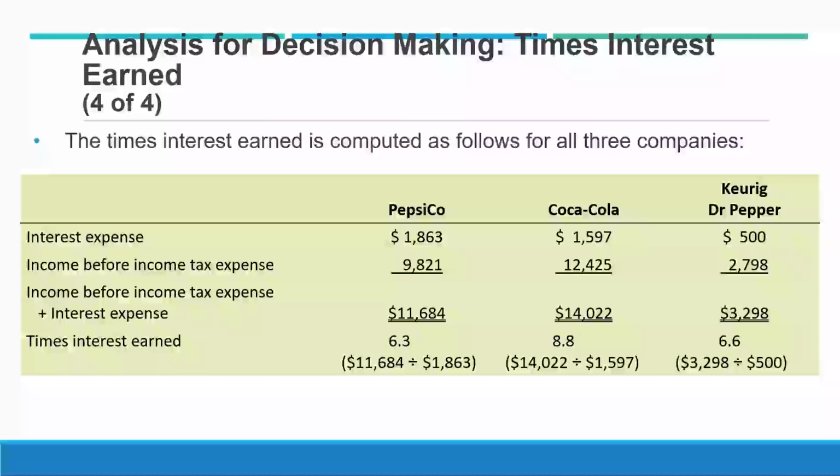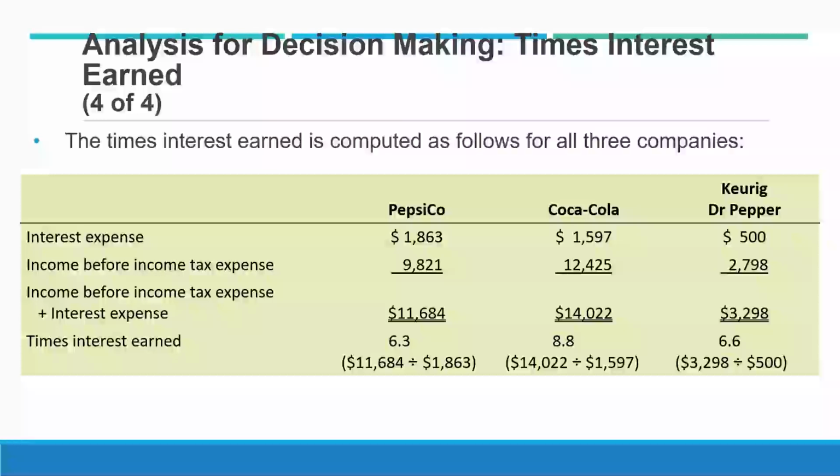And as we can see here, Pepsi has the lowest times interest earned ratio. That means they have the highest debt load of all these three companies compared to the amount of profit that they have. And so Keurig Dr Pepper has a ratio of 6.6, and Coca-Cola has the highest times interest earned ratio. That means they have the lowest debt load, and that means that banks will probably allow them the lowest market interest rate when issuing new bonds. For example, Coca-Cola has less total interest than PepsiCo and more total income. And so you guys can see how that relationship works.